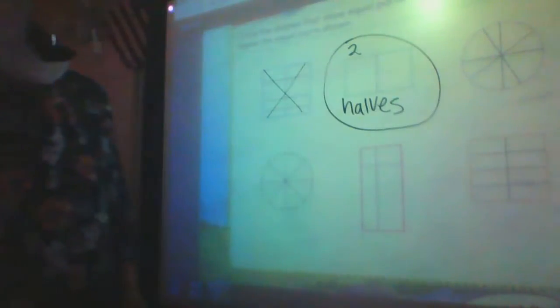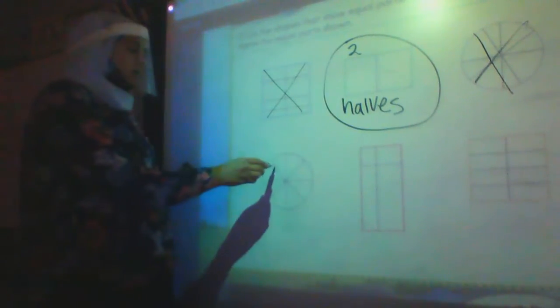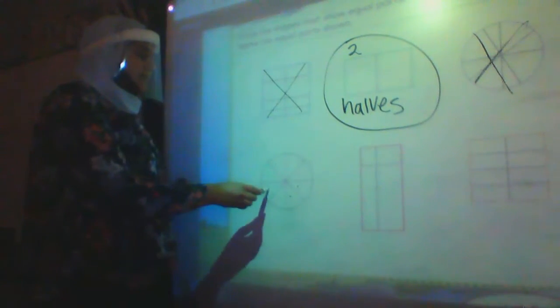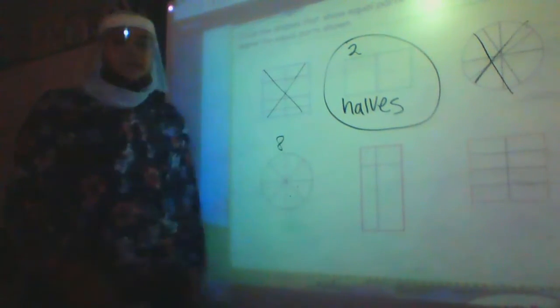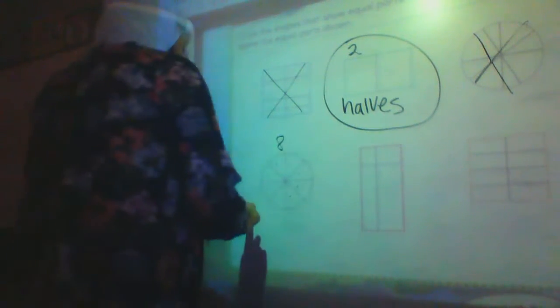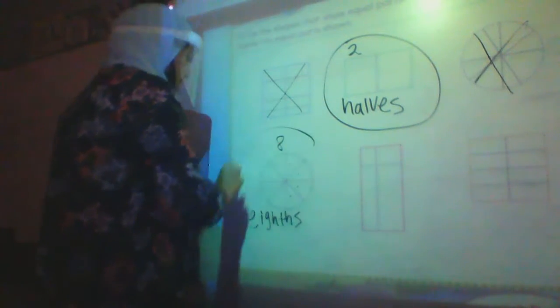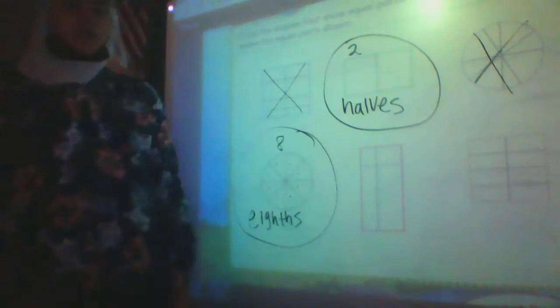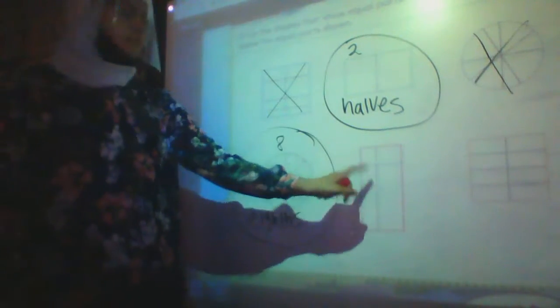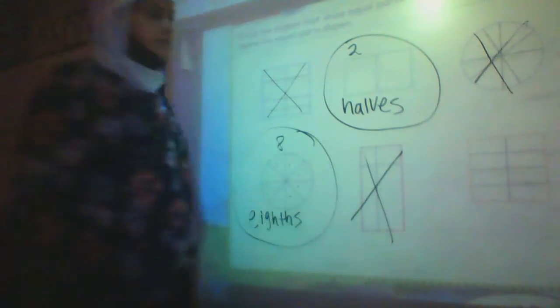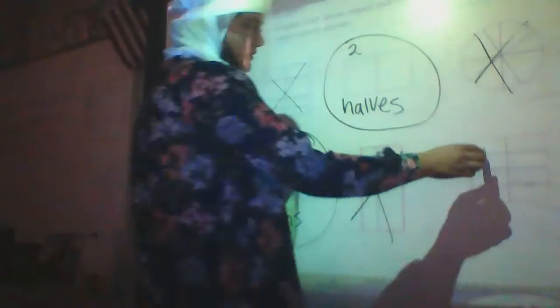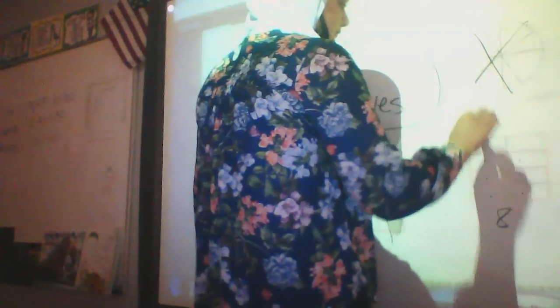This is circle it. So is this equal parts? No. X that. Is this equal parts? Let's see how many. 1, 2, 3, 4, 5, 6, 7, 8. So that's cut into what? Eighths. Is this an equal parts? Is this equal parts? 1, 2, 3, 4, 5, 6, 7, 8. That's what? 8.